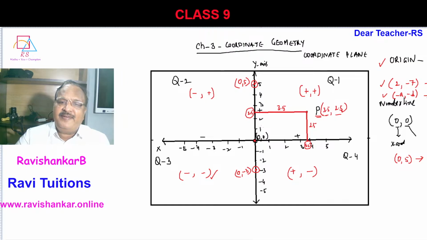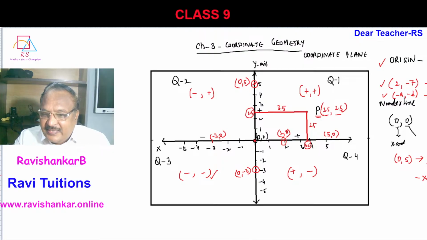That means for every point on the y-axis, x is 0. If the x coordinate is 0, it lies on the y-axis. For example, this one is 2, and for the x-axis you have to write 0. And this is 5 and 0. And this is minus 3 and 0. If the y coordinate is 0, it lies on the x-axis.